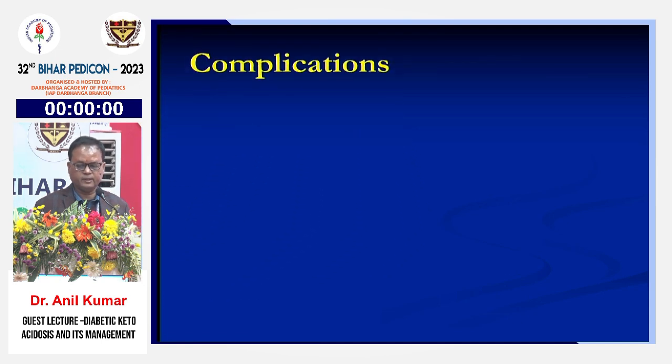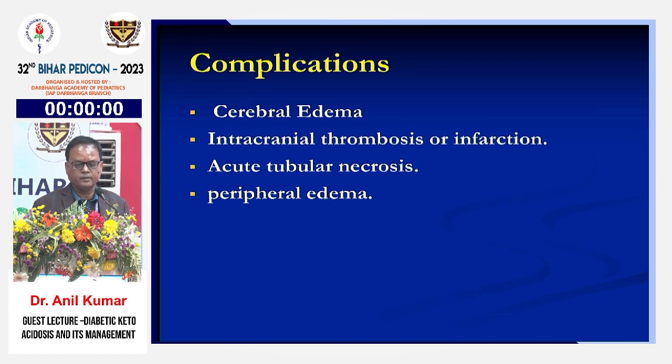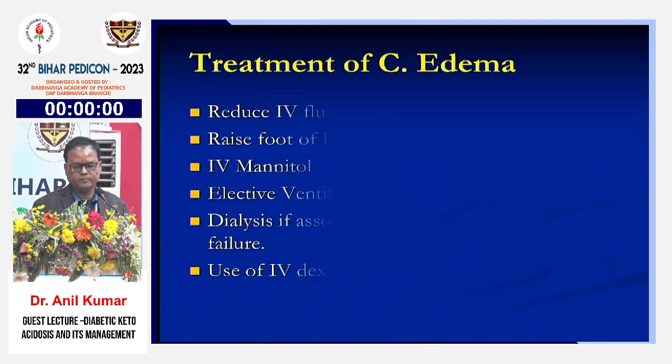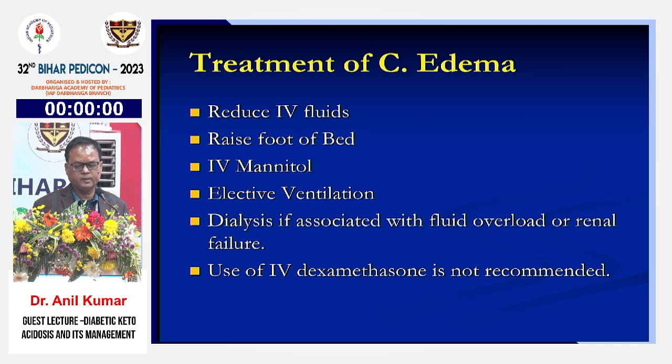Complications are very important: cerebral edema, intracranial thrombosis or infarction, acute tubular necrosis, peripheral edema, pulmonary edema, deep vein thrombosis, hyperchloremic metabolic acidosis, and renal failure. These are all the complications. We will treat by reducing the IV fluid, raising fluid feed, and IV mannitol. We will give a hypertonic solution, 3% normal saline 5 to 10 ml per kg, over 30 to 60 minutes. Dexamethasone is not recommended.